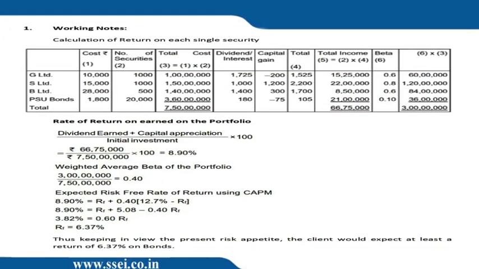In the solution, they have taken cost, number of securities, multiplied that, and got the total cost. Dividend is given, capital gain, then the dividend and capital gain is the net gain, multiplied by the number of units. They got the net gain on each security: 15 lakh 25,000, 22 lakh, 8 lakh 50, 21 lakh. Total gain 66 lakh 75,000 by investing 7 crore 50 lakhs. So 66 lakh 75,000 divided by 7 crore 50 lakhs is 8.9%. This is RP.